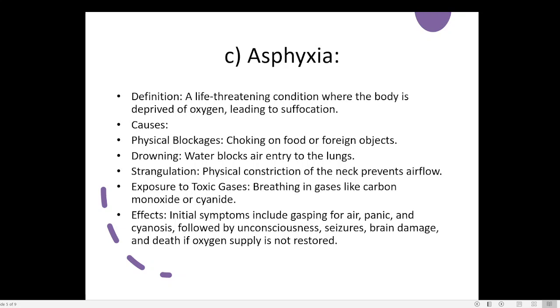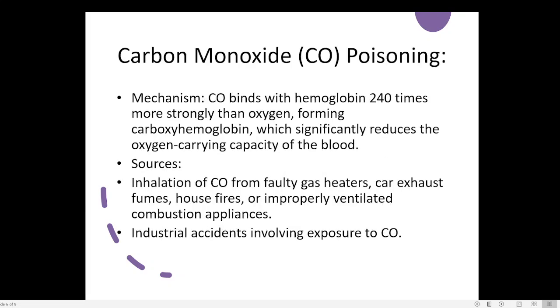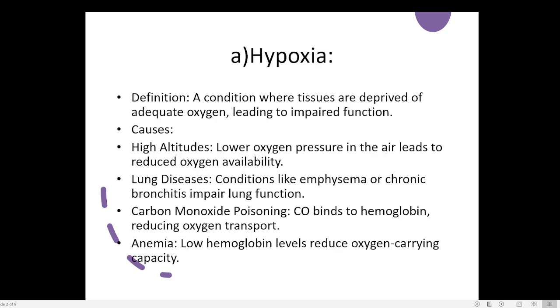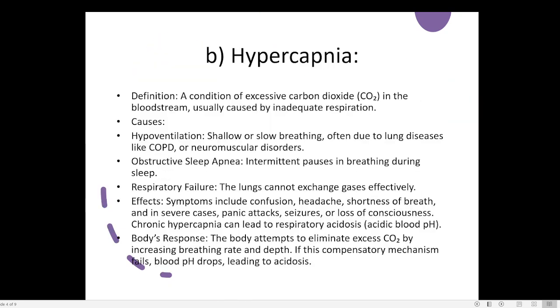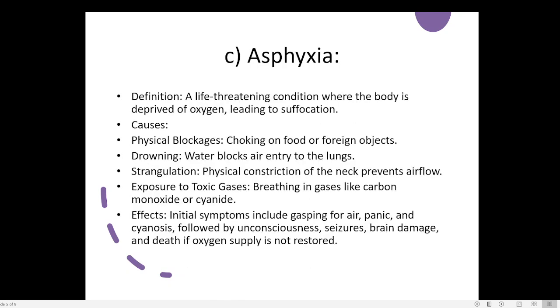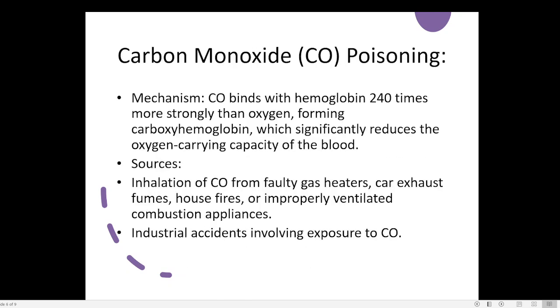There will be fits or seizures. Then brain damage, and death may occur if the oxygen supply is not restored. So this is the effect of asphyxia. So of the three important disorders, one is hypoxia, the second is hypercapnia, and the third is asphyxia. Now we'll see another situation known as carbon monoxide poisoning.